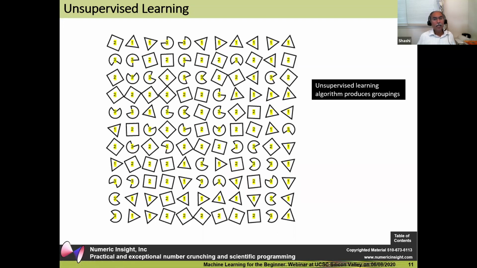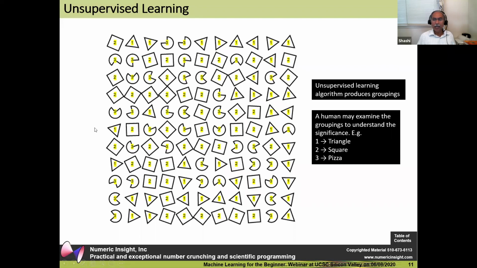The machine learning algorithm does not really understand that this is a triangle or that this is a square, but it definitely understands that these two are similar and these two are similar, and so on, okay. Once the algorithm has done this job, a human can examine all the ones, twos, and threes separately and understand the significance that one means triangle, two means square, and so on. So this is something after the fact that a human has to do, okay?